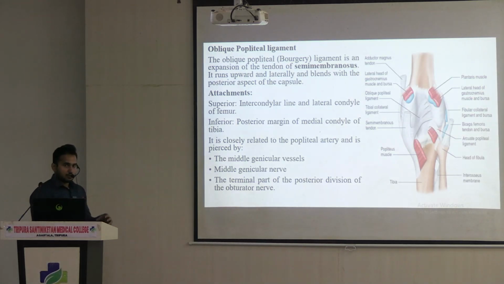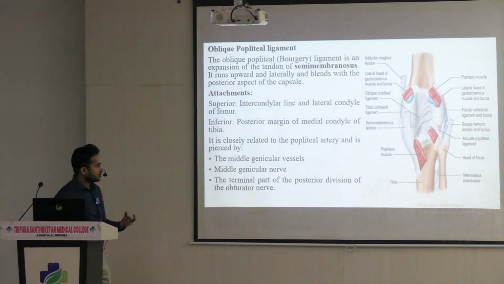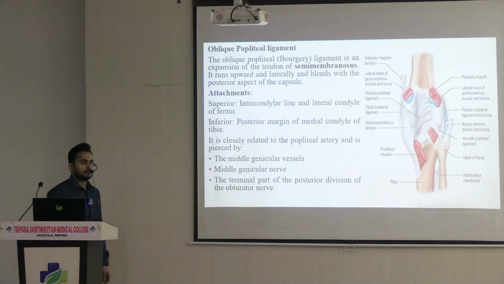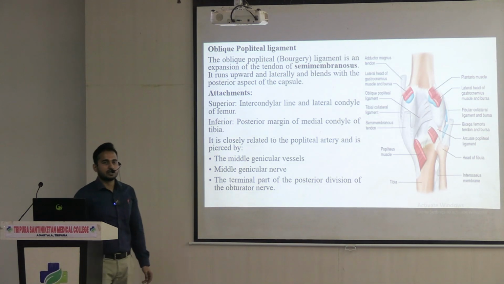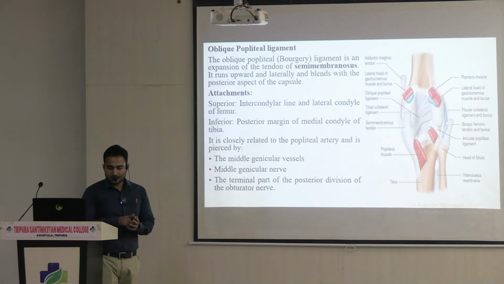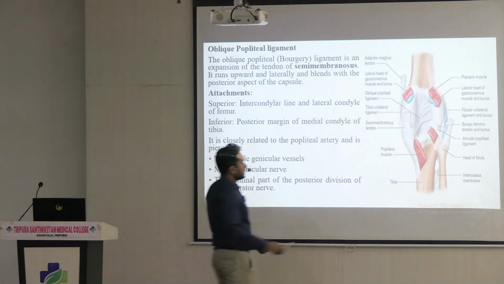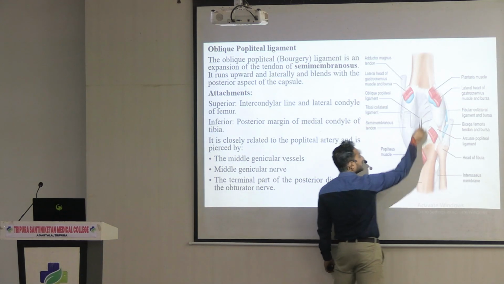Now, some important relations are also there. This particular oblique popliteal ligament is closely related to the popliteal artery. Now, this is the popliteal fossa. This part here is the popliteal fossa.